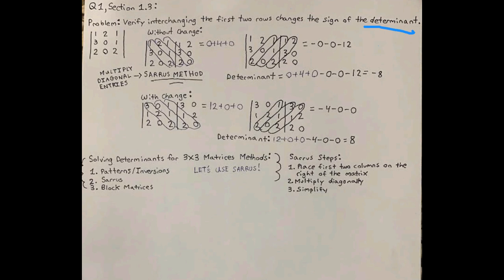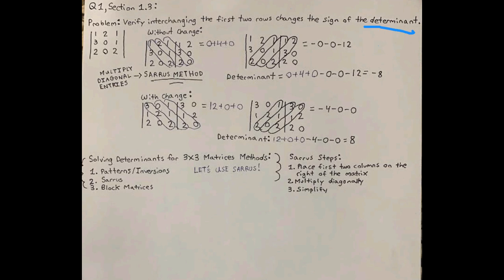And again, we're going to multiply diagonally. So for our plus side, I'm doing 3 times 2 times 2, which gives us 12. Then 0 times 1 times 2, which gives us 0. Then 1 times 1 times 0, which gives us 0.